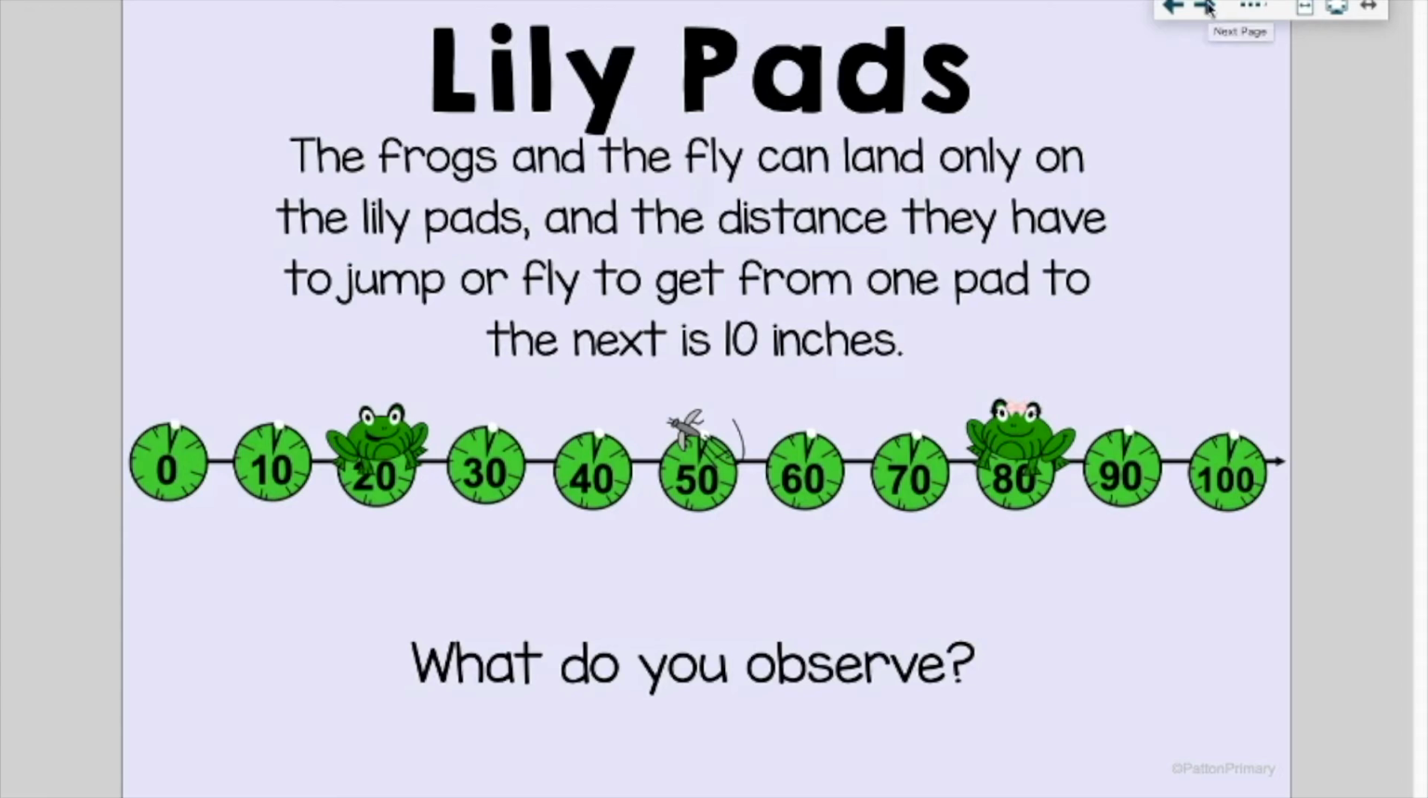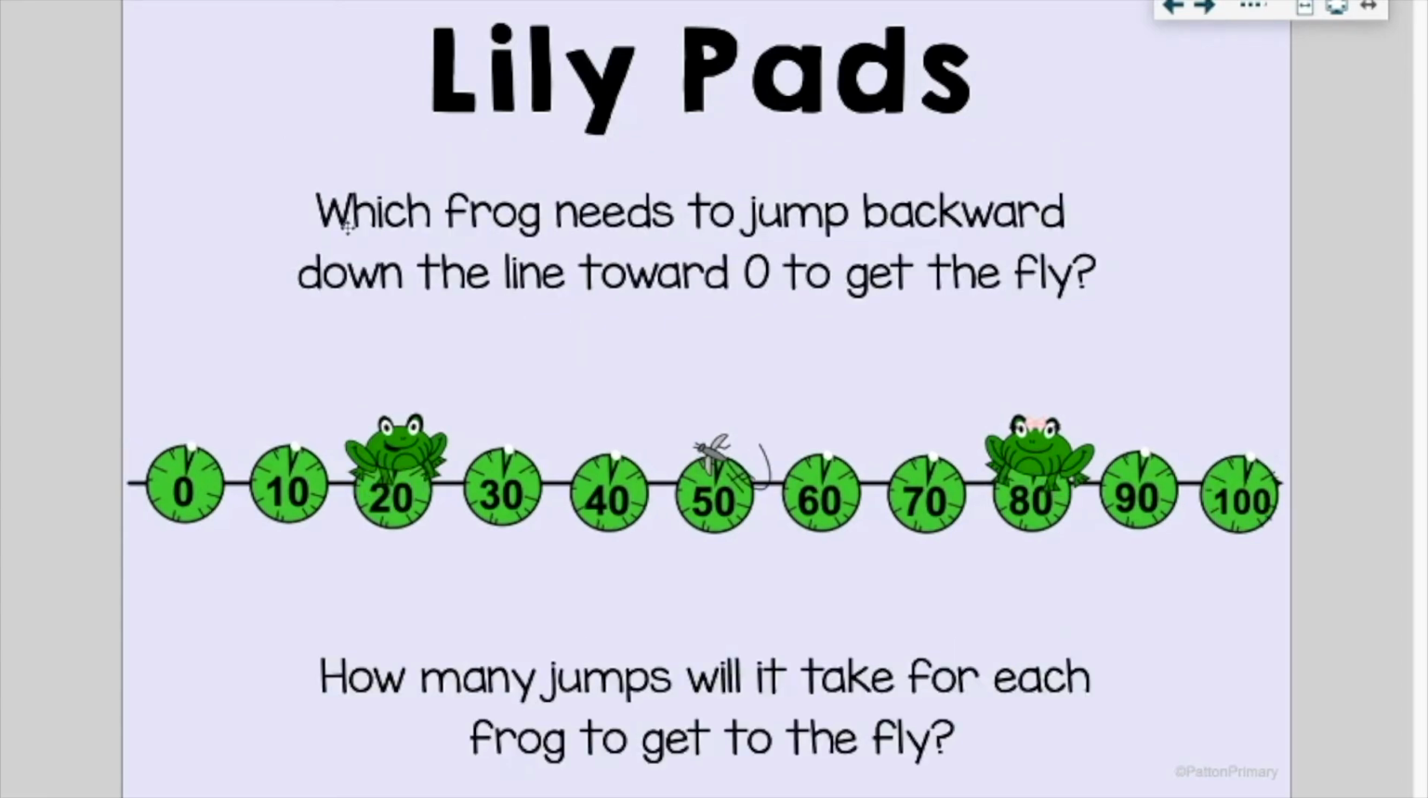Let's move on. Which frog needs to jump backwards down the line towards 0 to get the fly? So take a moment to look and try and think about which frog has to subtract to get the fly. Which frog has to go in this direction to get the fly? I'm noticing that Polly is past the fly, so she has to jump backwards to get the fly.